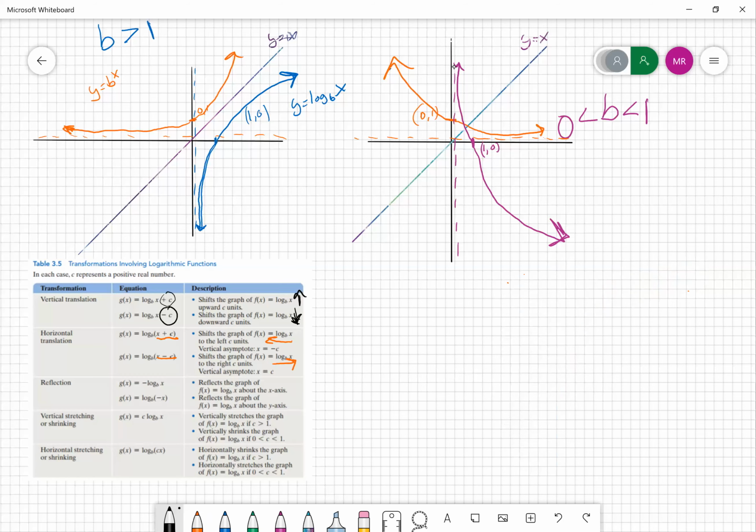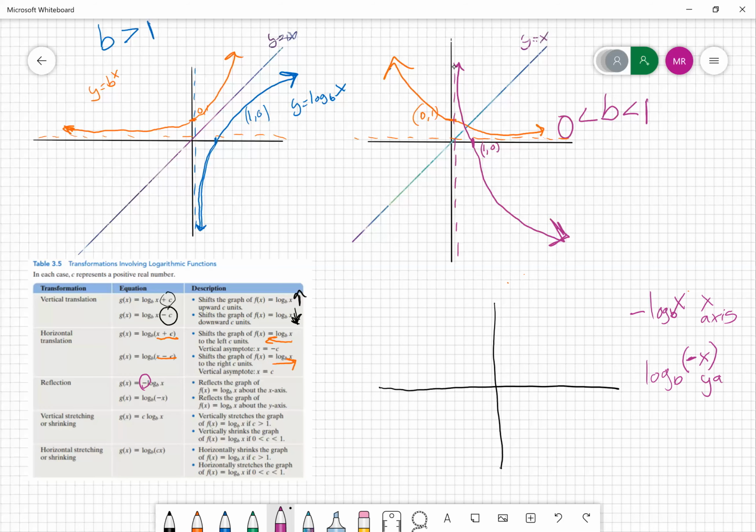Now we're going to talk some reflections. Reflections is when we flip it about an axis. And for this one, the negative is where it happens. If it's negative log of some base x, it's going to flip around the x-axis. And if you've got a positive log of some base, but the negative is inside the parentheses with the x, it's going to flip along the y-axis.